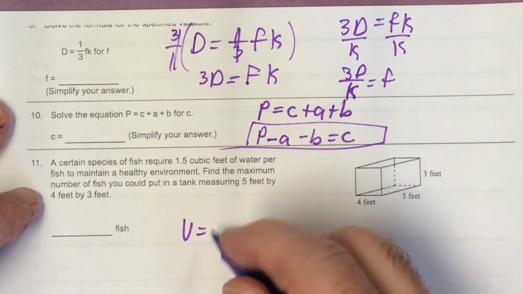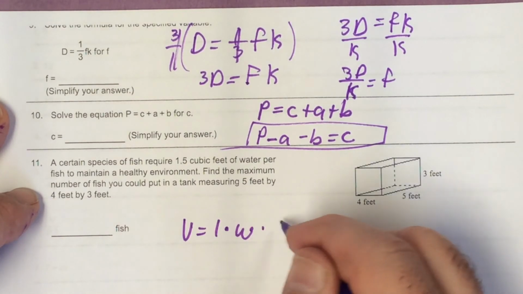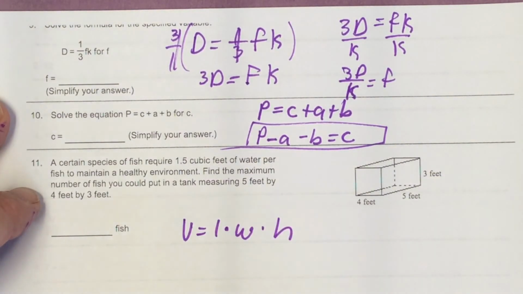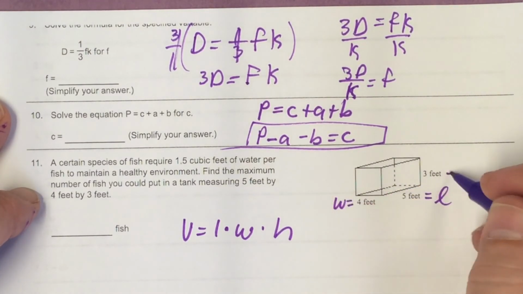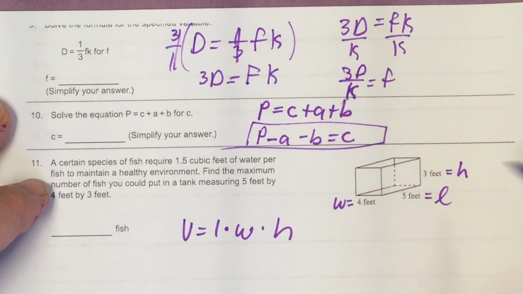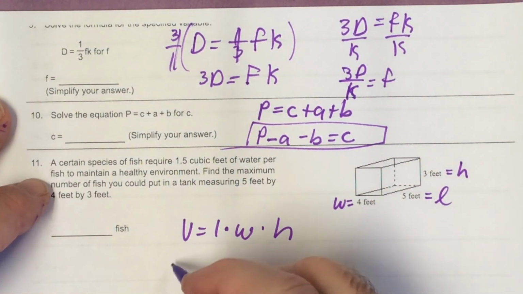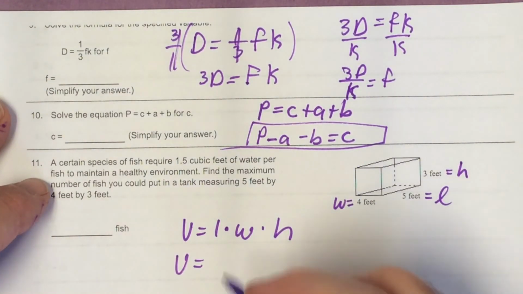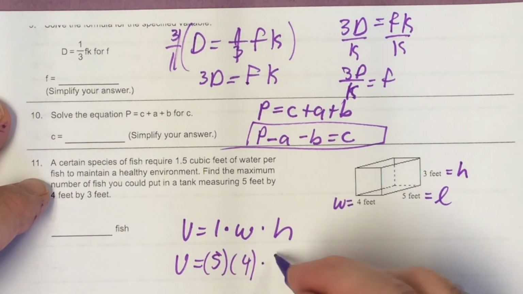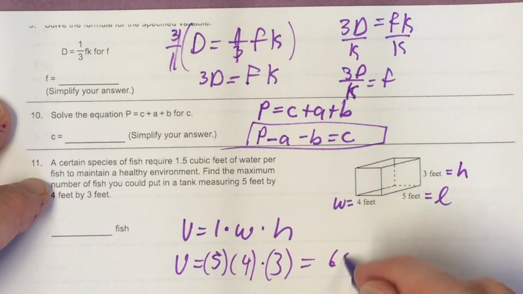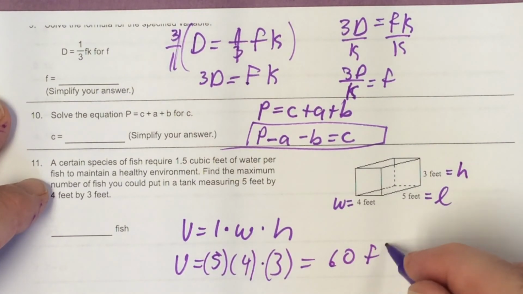So the volume is going to equal the length times the width times the height. And we can say that the 5 feet is equal to length. We can say that the 4 feet is equal to the width, and that the 3 feet is equal to the height. So we're going to go ahead and put that into here. So the volume of the tank is going to equal 5 times 4 times 3, and that's going to give us 60 cubic feet.